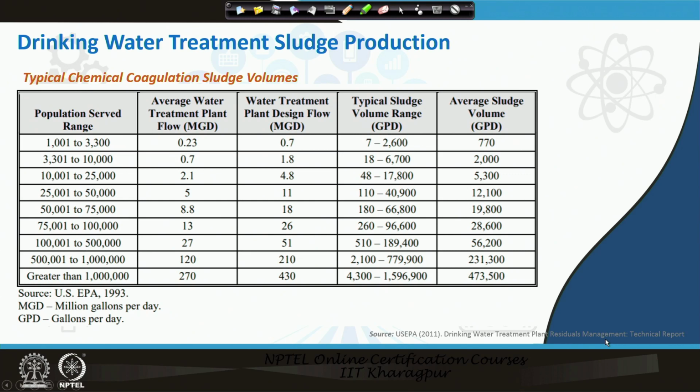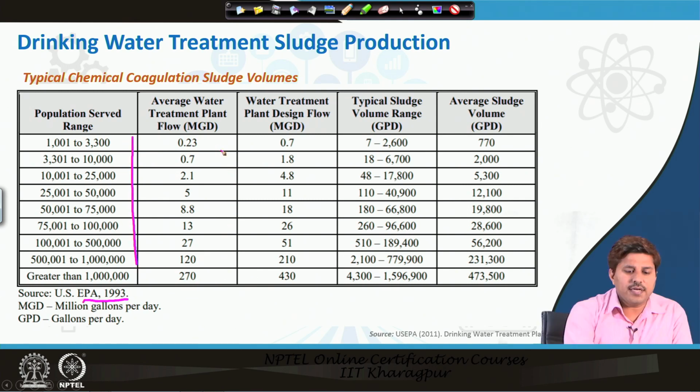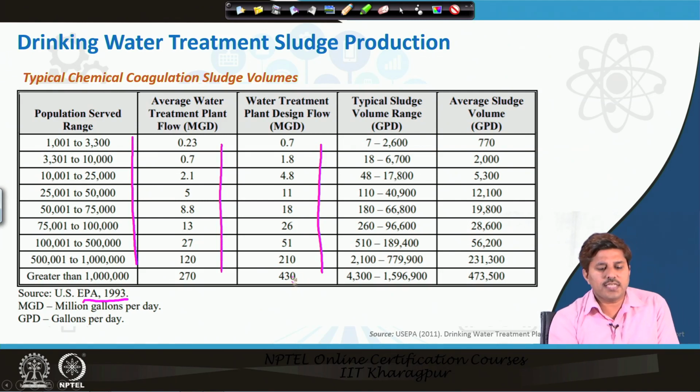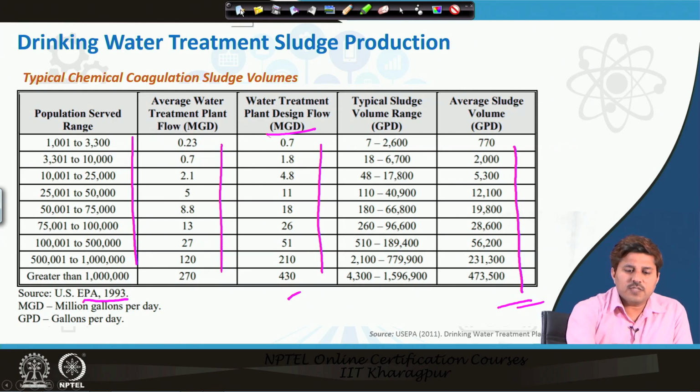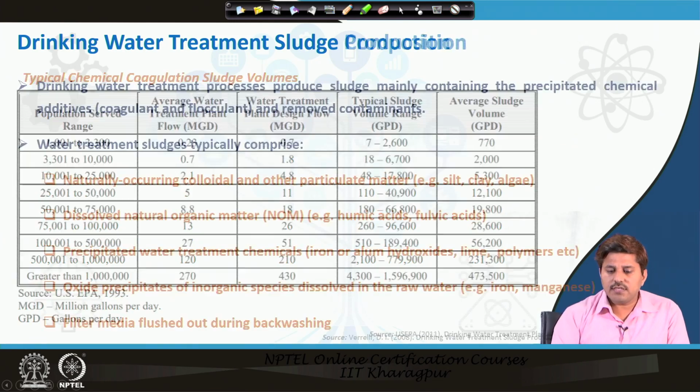So, if we see the typical chemical coagulation sludge volume that is being produced, this is basically from the US EPA. So, depending on the range of the population served, the average plant flow, the water treatment plant design. So, if a water treatment plant is designed for these flows, this is in MGD, million gallons per day. So, typically the average sludge volume in gallons per day is this much. As per US EPA we can convert gallons to liters.